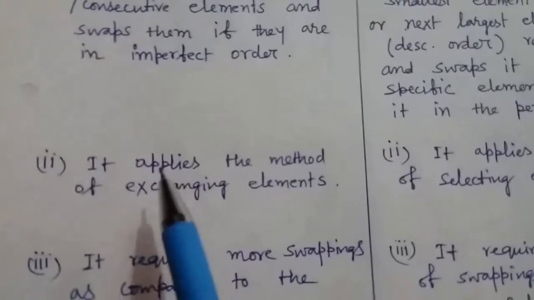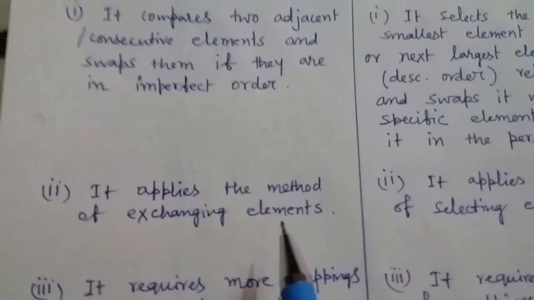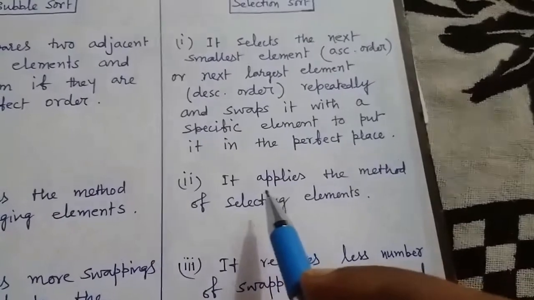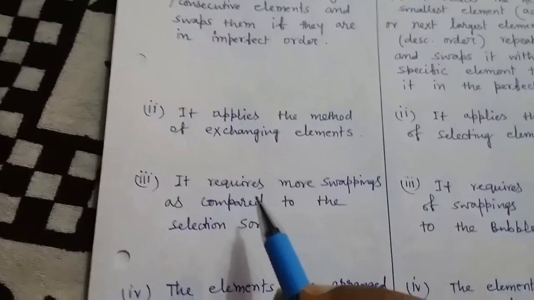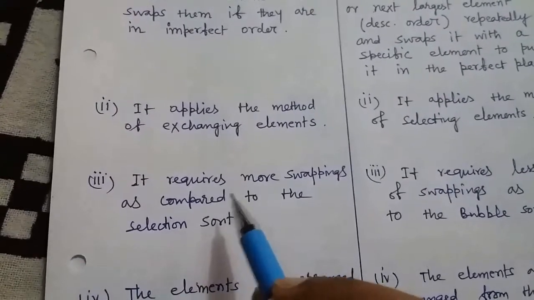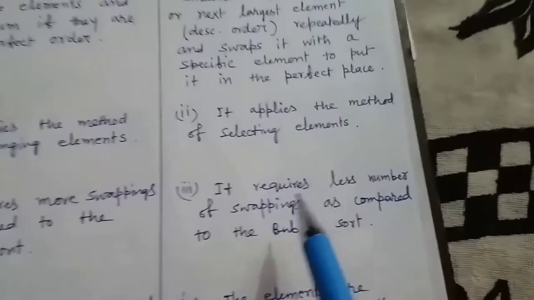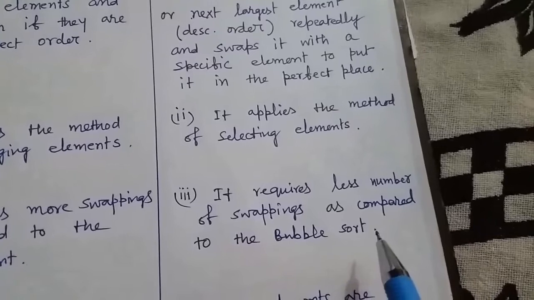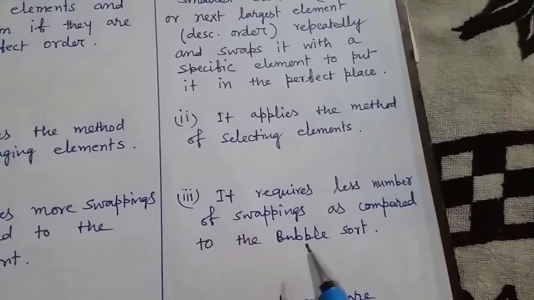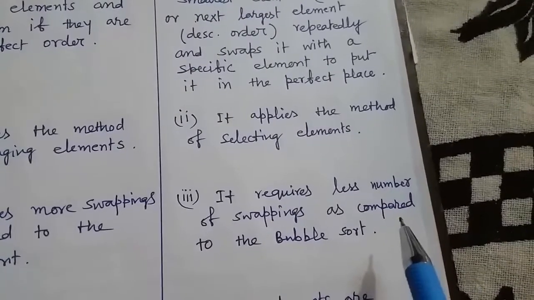Now point number 2. Bubble sort applies the method of exchanging elements, but selection sort applies the method of selecting elements. Point number 3. Bubble sort requires more swappings as compared to the selection sort, but selection sort requires less number of swappings as compared to the bubble sort. You have noticed in the analysis of the logic that in one pass only one swapping. That's why it requires less number of swappings as compared to the bubble sort.